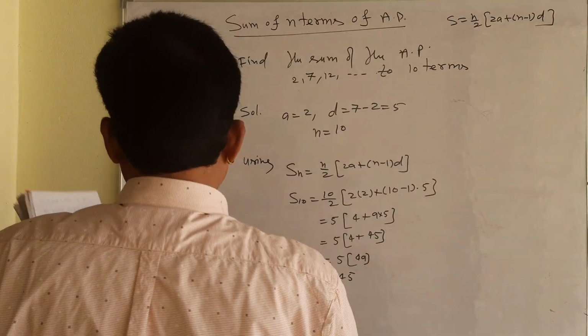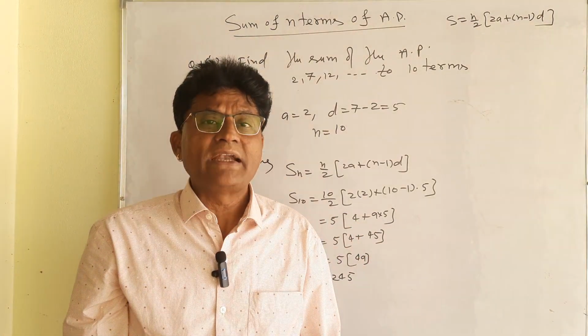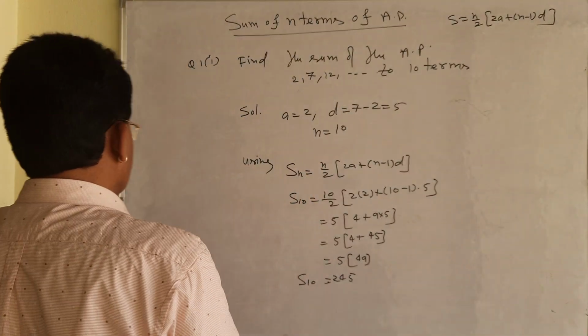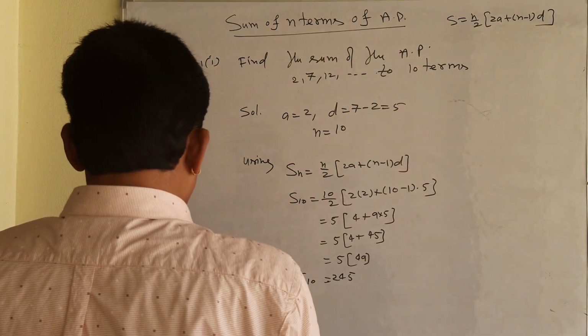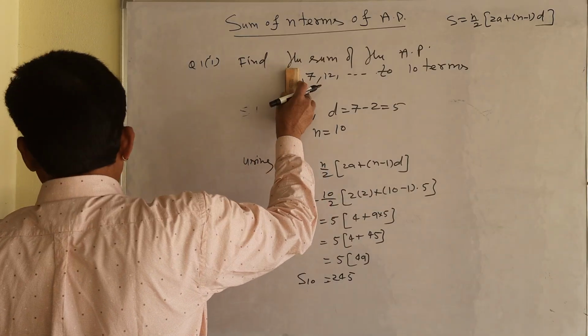You see, this is a very simple question related with the sum of n terms of the arithmetic progression. I will tell you some more questions which I have collected and which are given in your book only. See the next question.